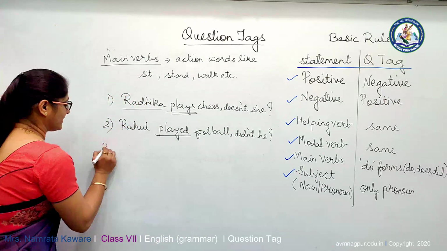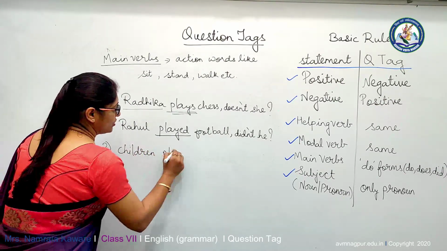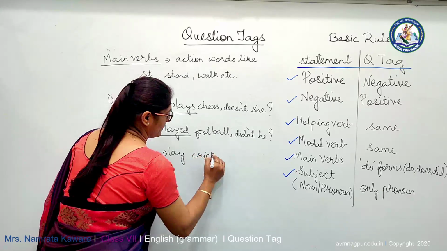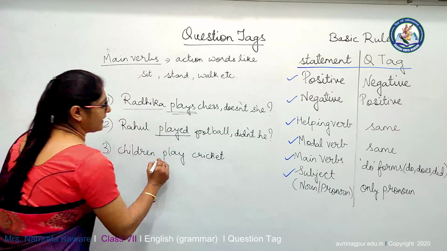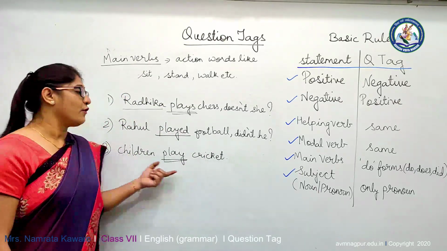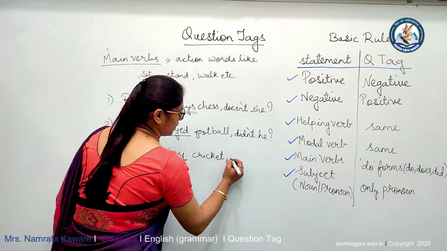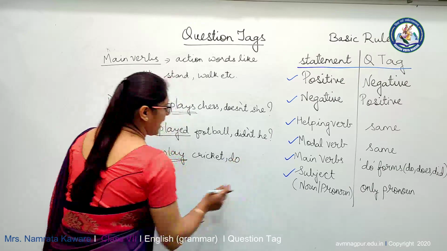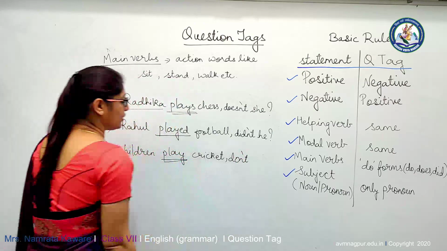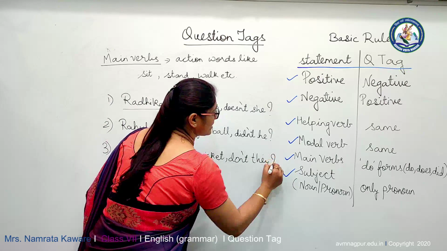Let's see another example. Children play cricket. The same verb is used in three different forms. Simple present tense, children play cricket. For play, again we'll write do over here. Remove the full stop, add a comma, and as the sentence is positive, we write the negative form of do, don't, and for children, the pronoun used will be they, and add a question mark.